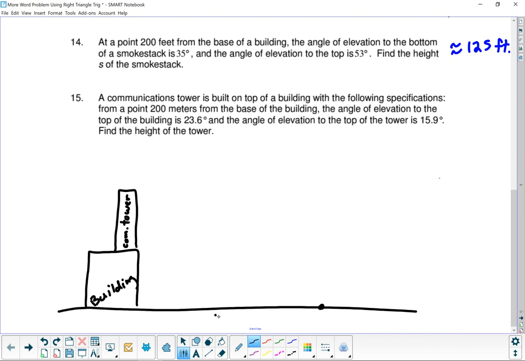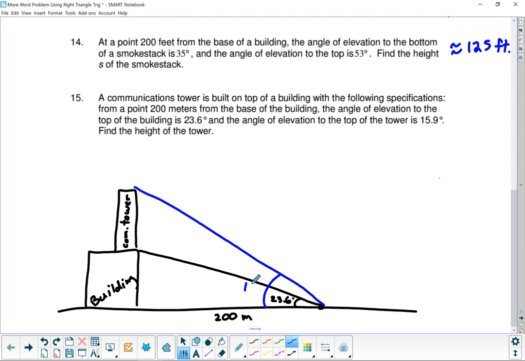20 meters from the base. Angular elevation to the top of the building is 23.6 degrees. Angular elevation to the top of the tower is 15.9. Find the height of the communications tower.